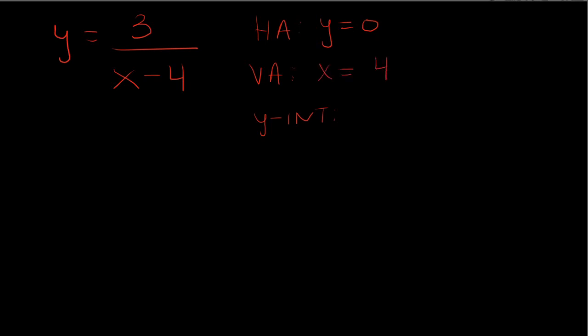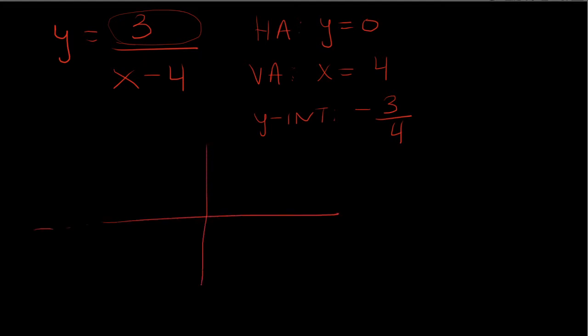For the y-intercept, we set x equal to 0. And there's no x-intercept because the top is just 3. So for the x-intercept, you could just set the top equal to 0. Okay, all right, so now we can graph this.